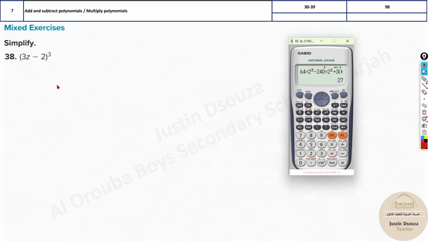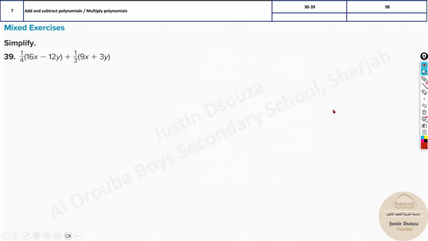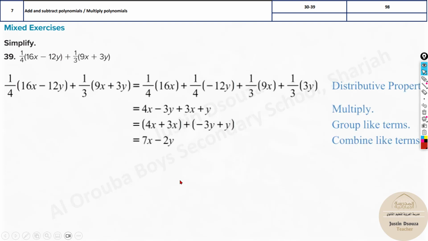And please do try these by yourselves and then finally check for the answers. Here and the last one here also. Over here we have to just use distributive property, or you can use the calculator method. You will get the same answer. And over here the steps are there. The final answer is very simplified, 7x minus 2y.